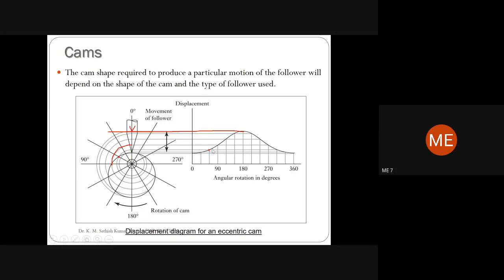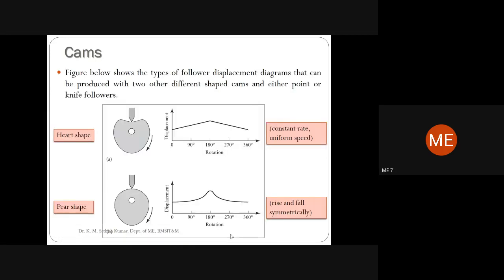Now what you have drawn is the displacement diagram. This displacement diagram is obtained because of the varying radius, because of the concept of eccentricity. Then we have two other different cases of cams, which are called the odd shaped cam.